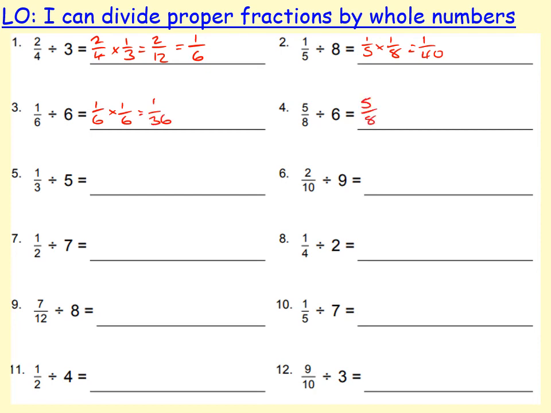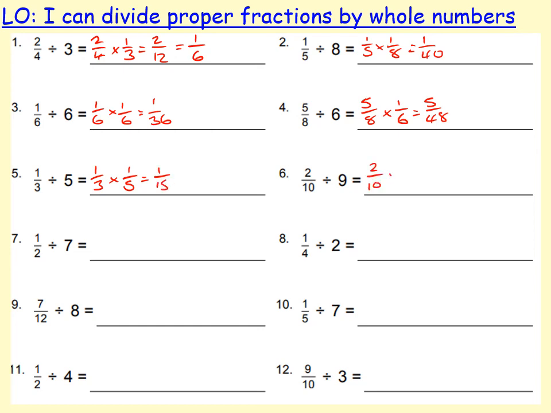5/8 multiplied by 1/6. 1 5 is 5, 8 6s are 48. Now because I know multiples of 5 end in a 5 or a 0, there's not going to be a factor that is common between 5 and 48, so that stays as it is. 1/3 multiplied by, well, we turn that 5 into a proper fraction. So 1 1 is 1, 3 5 is 15. Don't need to simplify it.